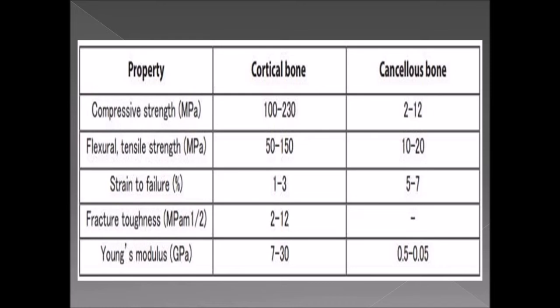So that's why we can say that cortical bone is as strong as cast iron, but it is not that strong in tension as in compression. That's why if the load is applied along the long axis of the bone, as we have already discussed, it is much stronger. The strain to failure percentage here is given: cortical bone is 1 to 3 and cancellous is 5 to 7. So here we should all know that the bone works on the SAID principle.